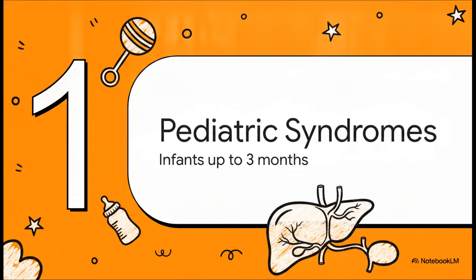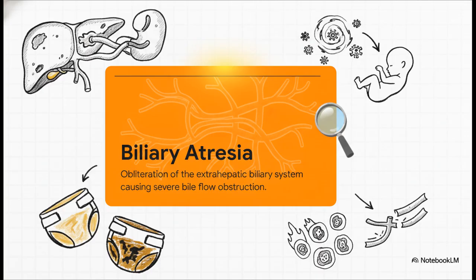Starting with Section 1, Pediatric Cholestatic Syndromes. First up on our list is biliary atresia. Now, the absolute crucial point you need to know here is that infants with biliary atresia are actually born without jaundice, but they develop it super rapidly within the first 2 months of life as their extrahepatic ducts become completely obliterated. You'll start to see dark urine and progressively pale stools.